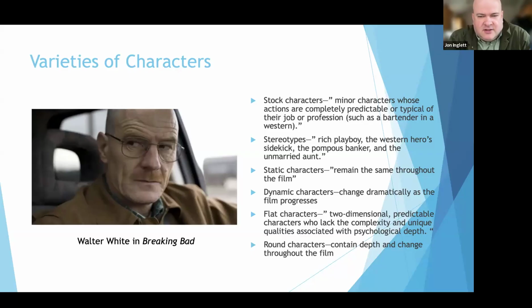Next, we have static characters. They remain the same throughout the film. And Walter White in Breaking Bad is an example of a dynamic character and a round character. Dynamic characters change dramatically as the film progresses. Flat characters are two-dimensional, predictable characters who lack the complexity and unique qualities associated with psychological depth. Sometimes you have secondary actors within a film that exhibit flat character techniques. Round characters contain depth and change throughout the film. Round characters and dynamic characters are basically synonymous. And once again, Walter White represents a dynamic round character.